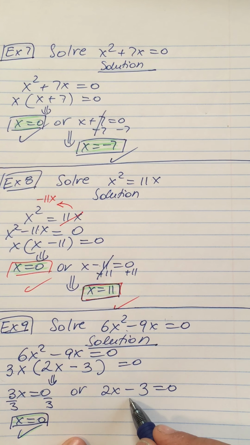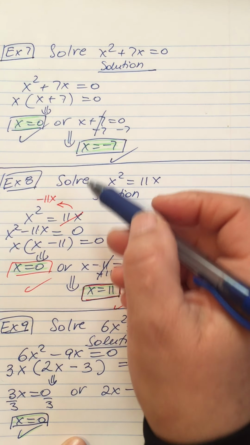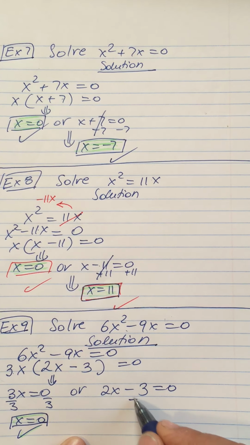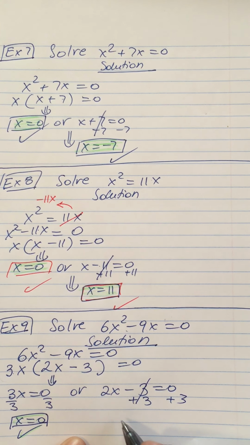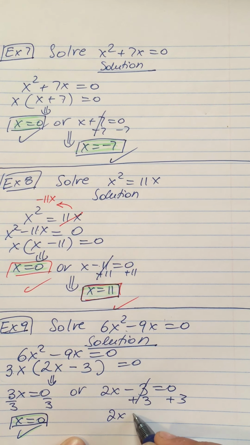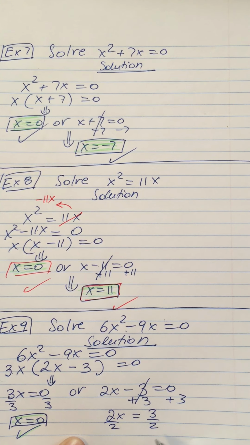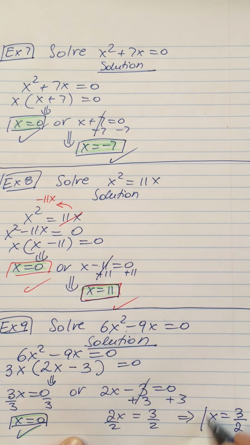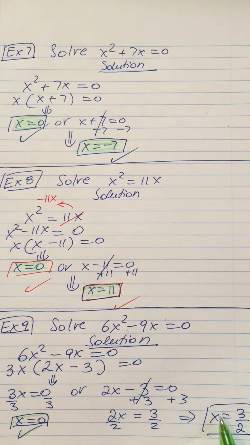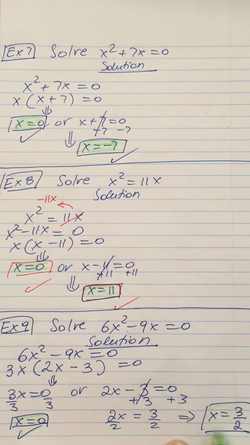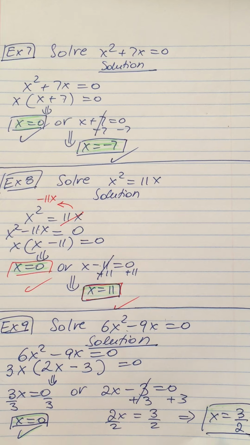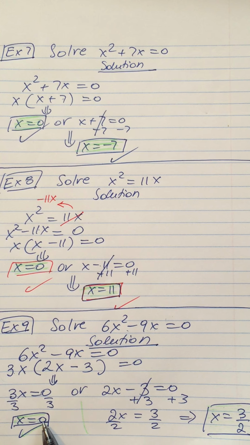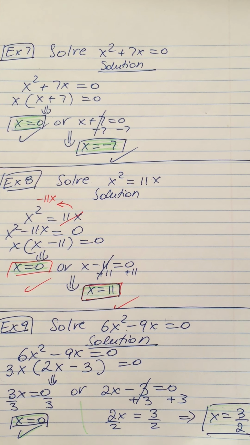And now here I have to solve this because it is not the case of just x and a number. Now I need to solve. I am adding 3 to both sides. So what is left? It is left 2x is equal to 3, divided by 2 both sides, and x is equal to 3 over 2. The other solution. So sometimes you need to solve the equation, sometimes not. Done. The solutions are 0 and 3 over 2.